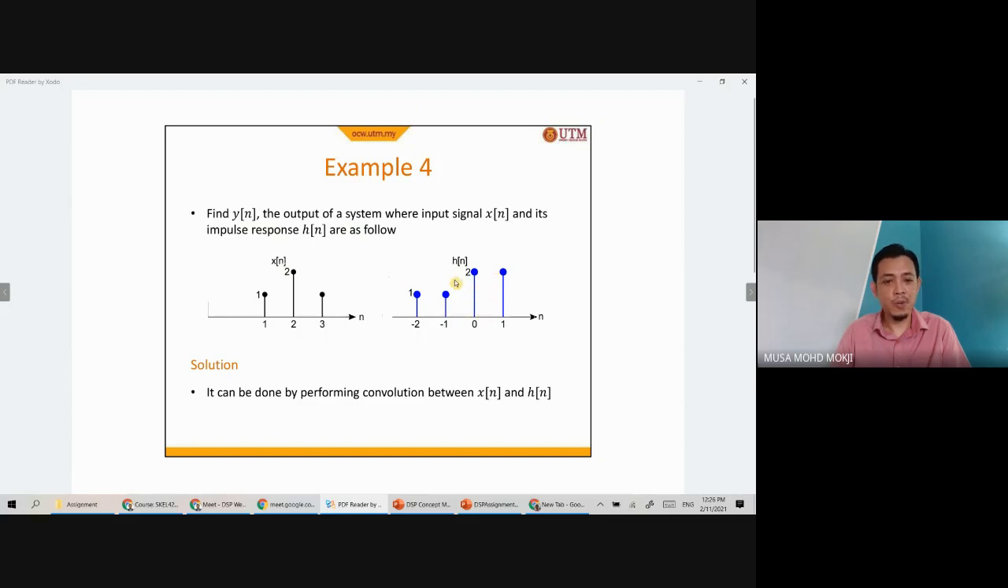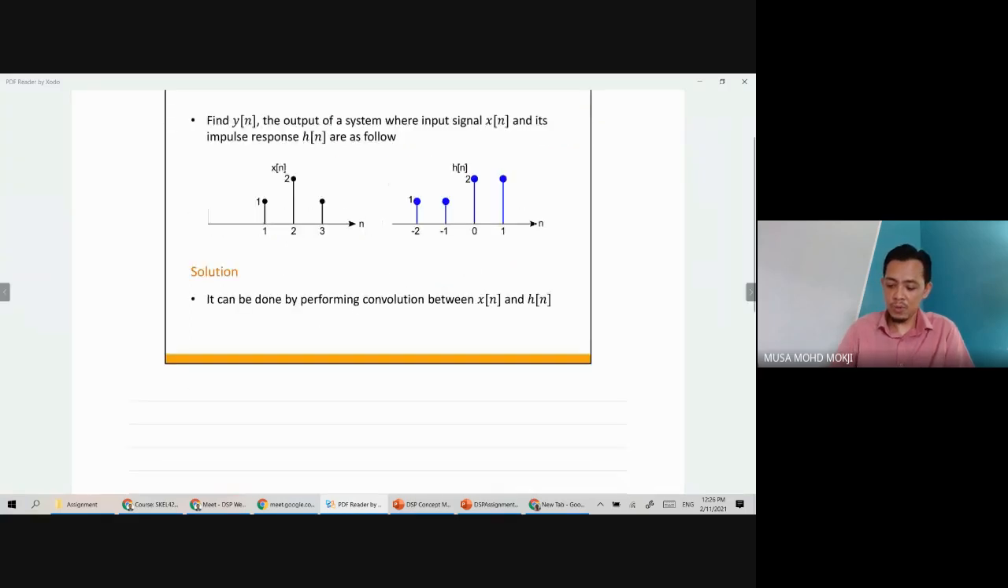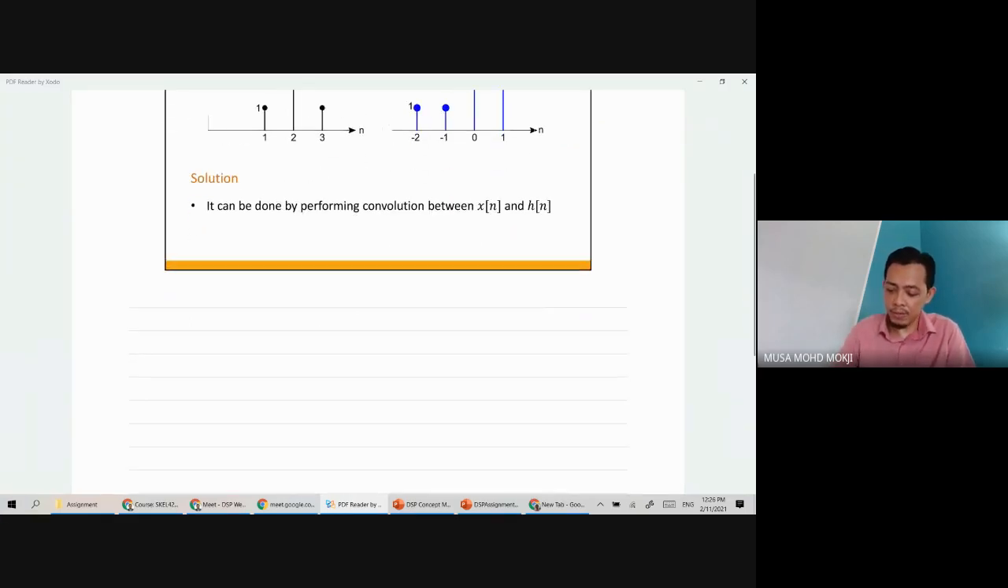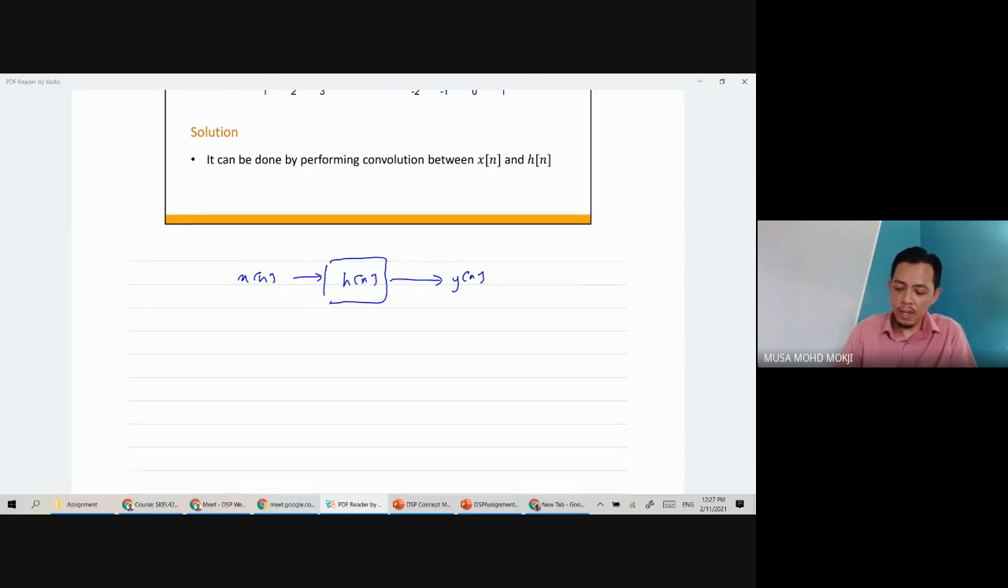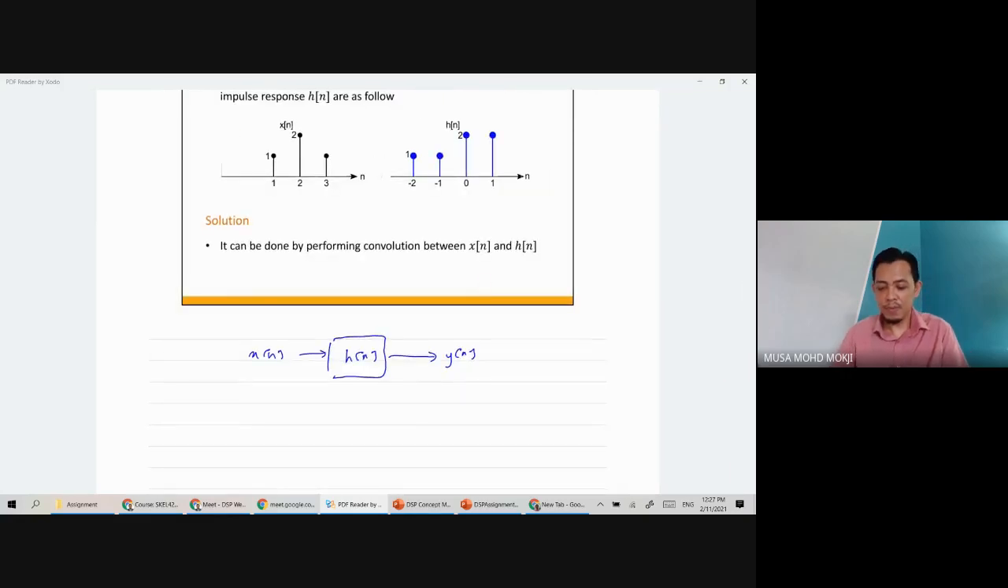So this is where we can do this. We have Xn, and then we have output Yn. This is your Hn. This is the Xn, with Hn in the middle. So we need to find this one, Yn.